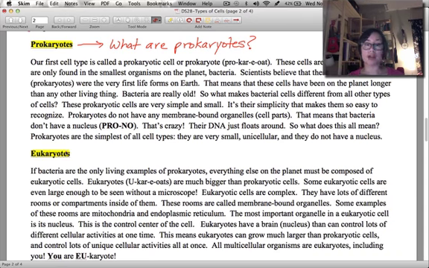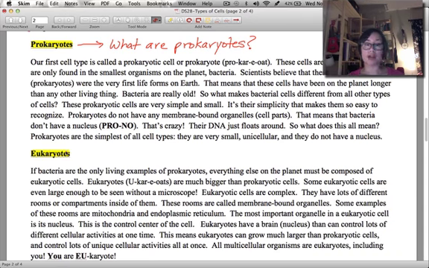For our second paragraph, remember our heading is prokaryotes, and we've turned that into the following essential question: what are prokaryotes? So the only thing that we want to highlight or circle or underline are things that answer that question. So here we go. Our first cell type is called a prokaryotic cell or a prokaryote. These cells are unique because they are only found in the smallest organisms on the planet, bacteria. So only bacteria are prokaryotes. Some scientists believe that these bacterial cells or prokaryotes were the very first life forms on Earth.